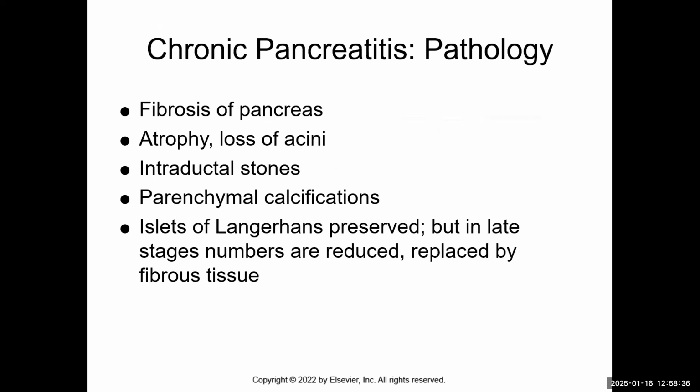So I think I've mentioned some of this before with the pathology of chronic pancreatitis. We have fibrosis of the pancreas, so that normal tissue is replaced by fibrotic tissue. We can have atrophy, and then we have loss of those enzyme cells. So we lose some of that endocrine and exocrine function. We can have stones, we can have calcifications. Usually, the islets of Langerhans cells are actually okay initially, but late in the disease, they can still be affected and replaced by fibrotic material.